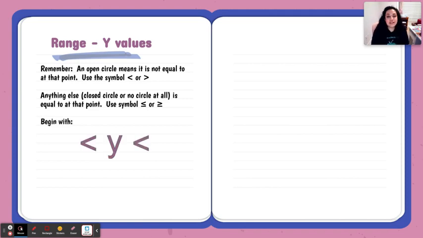The only difference now, instead of putting x, we're going to begin with y, because range is talking about your y values. And instead of going left to right, we are going low to high.